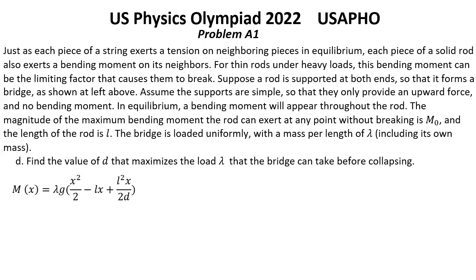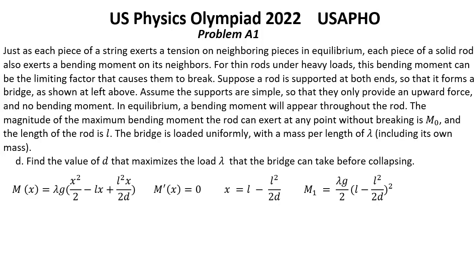It begins at 0 when x equals 0, in the expression which we got in question C. Then it reaches a positive maximum somewhere between the two supports, when the first derivative of this function equals 0. This occurs when x equals L minus L squared over 2d, at which point there is a bending moment of m1 equal to this expression. As a check, we recover the answer to part B when d equals L, and this is correct.